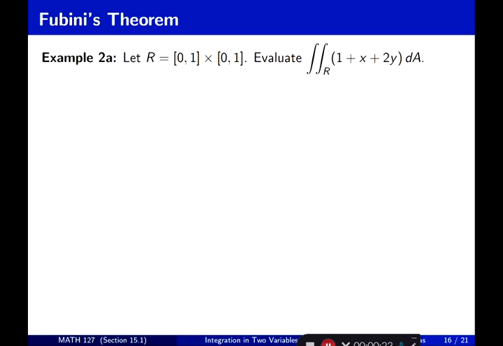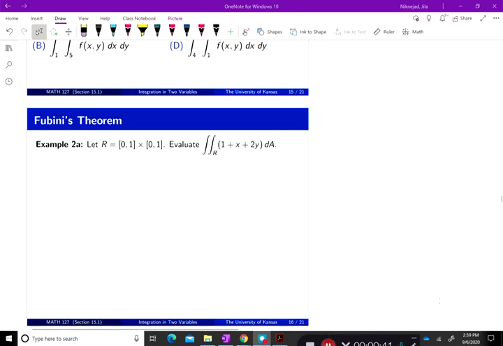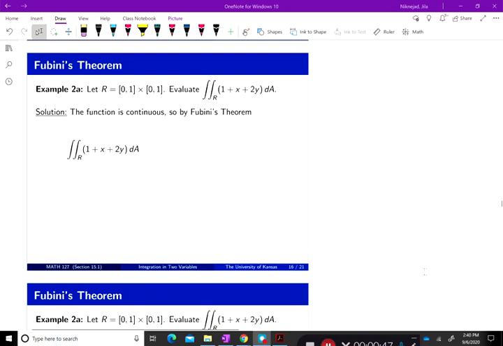Example 2a: let R be [0,1] times [0,1]. Evaluate the double integral over R of the function 1 plus x plus 2y over the area element dA. The function is continuous, so by Fubini's theorem I can do whichever iterated integral I want. So we start with one way, 2a, and then we do 2b the other way.